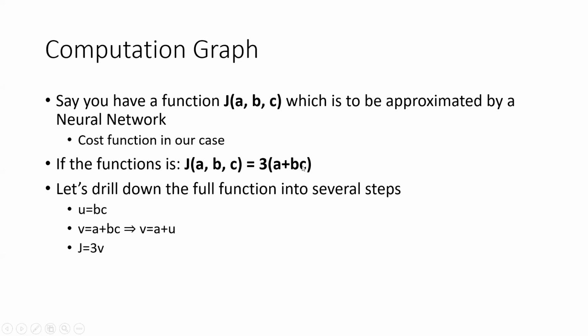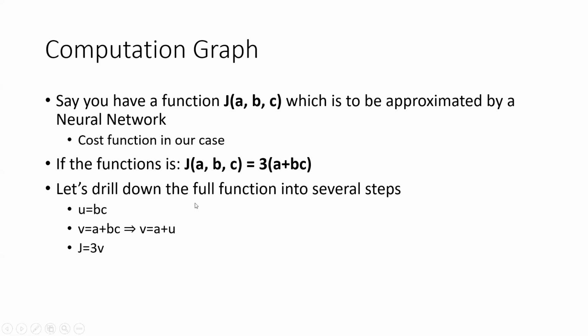For example, b times c is a multiplication operation, bc plus a is an addition operation, and 3 times a plus bc is another multiplication operation. So for each of the operations, we can have different steps so that we can develop this function within several steps. For the first step, we take bc as the u variable. So we take u equals bc.